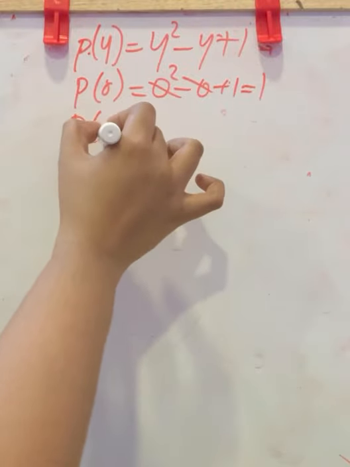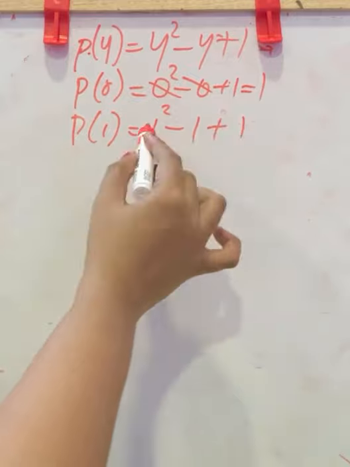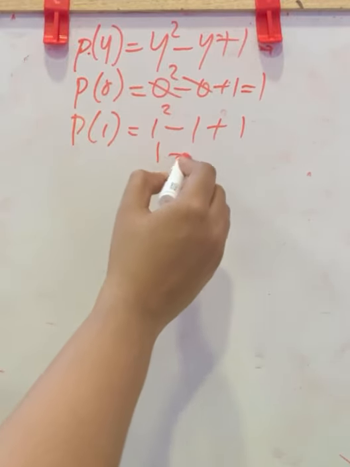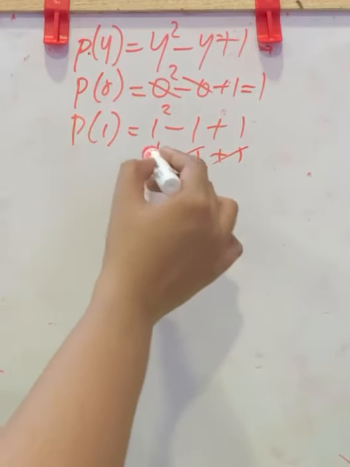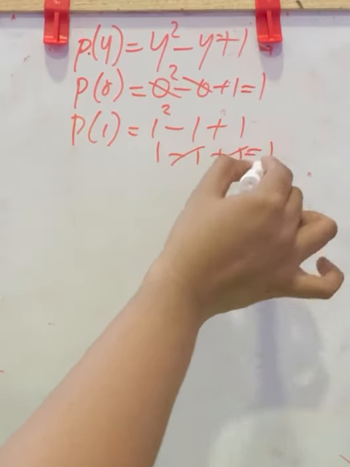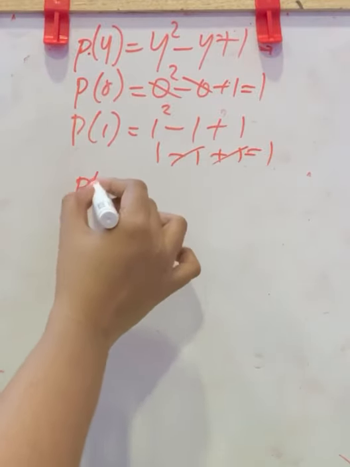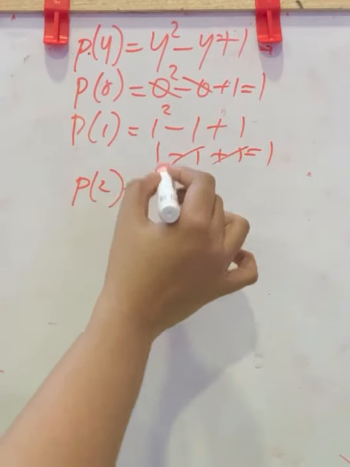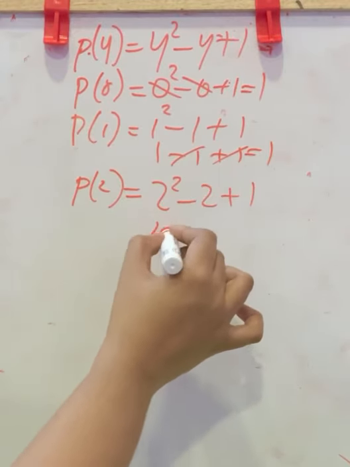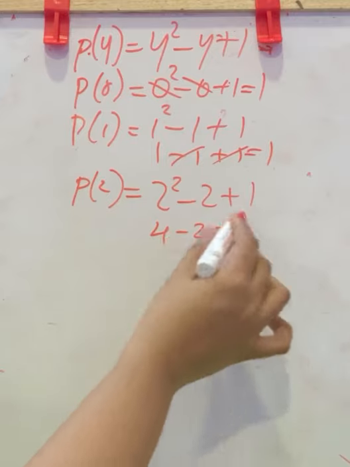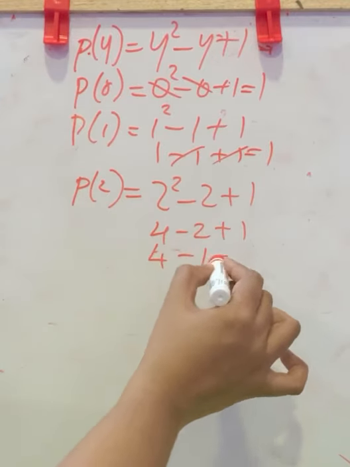Now next is p of 1. It becomes 1 square minus 1 plus 1. 1 square is again 1 minus 1 plus 1. Minus 1 and plus 1 cancel. The result will be simply 1. Now next is P of 2. That is 2 square minus 2 plus 1. 2 square is 4 minus 2 plus 1. We will do the addition first. Minus 2 plus 1 is minus 1. That is 4 minus 1 is equal to 3.